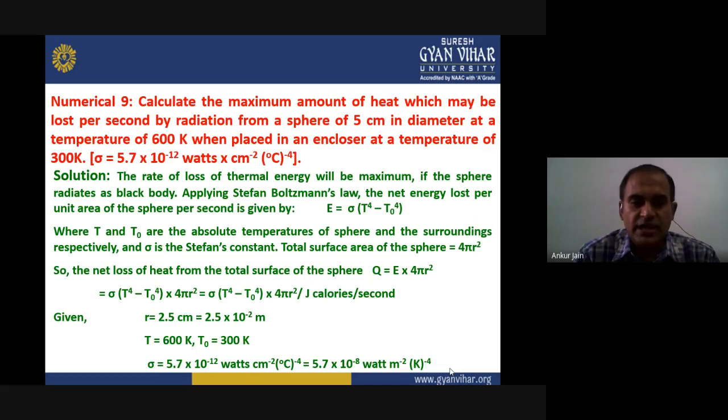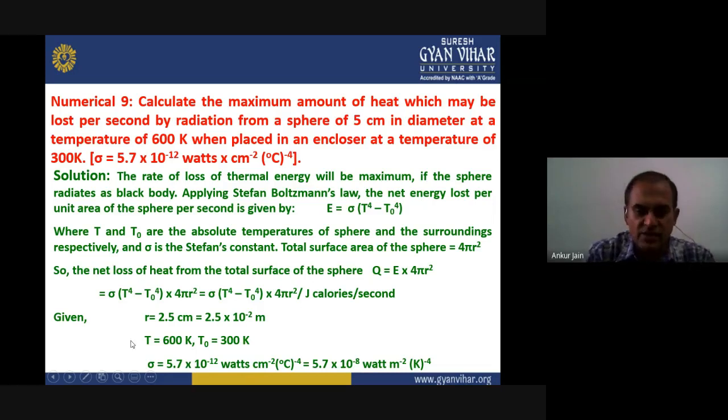We have already seen that sigma is the Stefan constant. If we consider the sphere, the total surface area of the sphere can be given by 4 pi r square, where r is the radius of the sphere. So the net loss of heat from the total surface of the sphere can be given by Q equals E into 4 pi r square. Putting the value of E from this equation, it will become sigma into T to the power 4 minus T naught to the power 4.